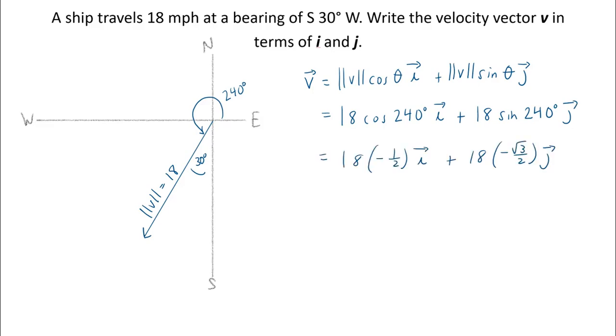Well, the reference angle for 240 degrees is 60 degrees. So the cosine of 240 degrees will be the opposite of the cosine of 60 degrees. So that means the cosine of 240 degrees is negative 1/2, and the sine of 240 degrees is negative square root 3 over 2. So we have 18 times negative 1/2 i plus 18 times negative square root 3 over 2 j. When we simplify that, we'll get negative 9i minus 9 square root 3 j.